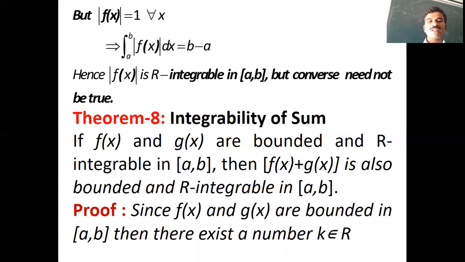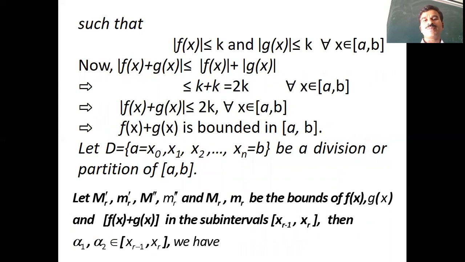Now let us move on to the integrability of the sum of two functions. The sum of two functions is again R integrable: suppose f and g are bounded and integrable in the closed interval AB, then f(x) plus g(x) is also bounded and integrable in AB. First, since f and g are bounded, there exists a real number k such that the magnitude of f(x) is less than or equal to k, and the magnitude of g(x) is less than or equal to k for all x in the closed interval AB. So now let us construct this here.